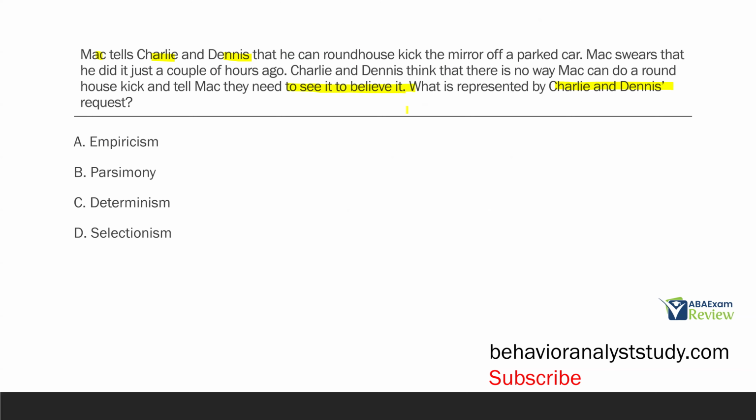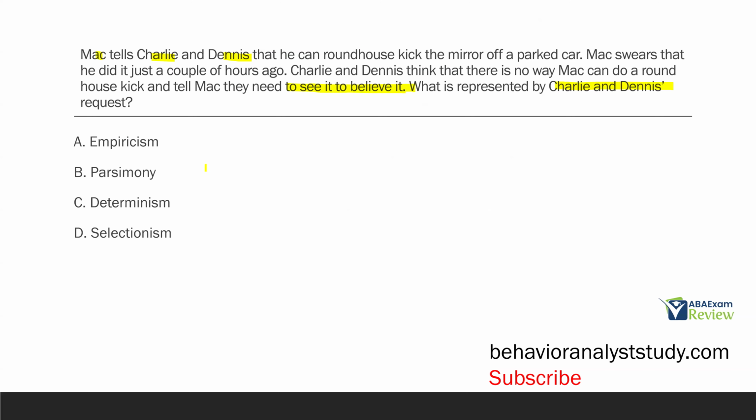Now, when we want to observe something, when we want to objectively see something, what are we trying to be? Are we trying to be A, empirical? We are. Charlie and Dennis want to empirically test, basically, if Mac can do the roundhouse kick. It's very empirical to say, I don't think so until I can measure it, until I can see it. That's what Charlie and Dennis are doing.